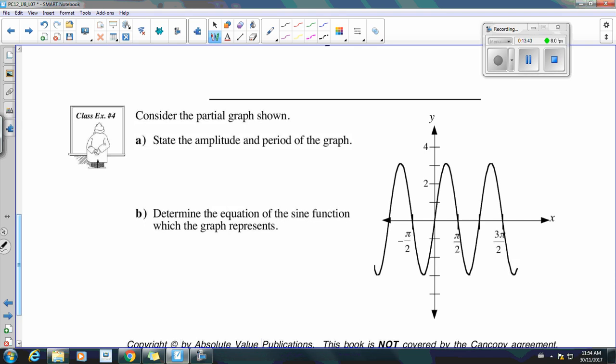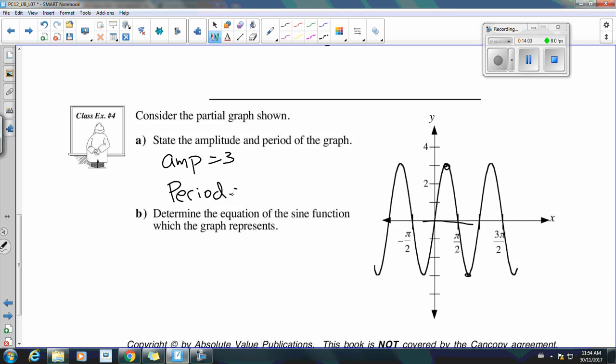For the graph, consider the partial graph shown. State the amplitude and period of the graph. So remember, amplitude is half the distance from the max to the min. So half is the axis in this case. The maximum's at 3, the minimum's at -3. So the amplitude must be 3.